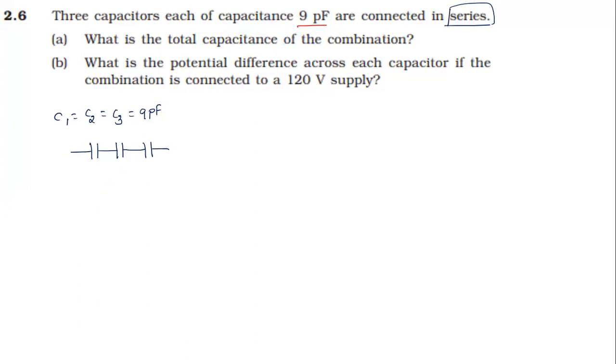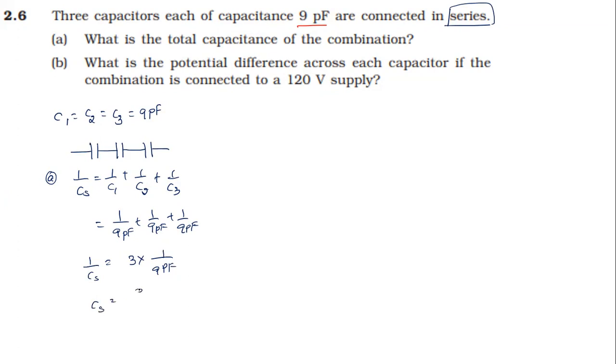one more thing, series combination. What is the formula for series combination? 1 by CS equals 1 by C1 plus 1 by C2 plus 1 by C3. So I'm going to use this formula: 1 by 9 picofarad plus 1 by 9 picofarad plus 1 by 9 picofarad. I can write it as 3 times 1 by 9 picofarad, that is 1 by CS. Then CS equals what now? 9 picofarad by 3, so it is 9 into 10 power minus 12 by 3. So you get 3 picofarad, that is CS.